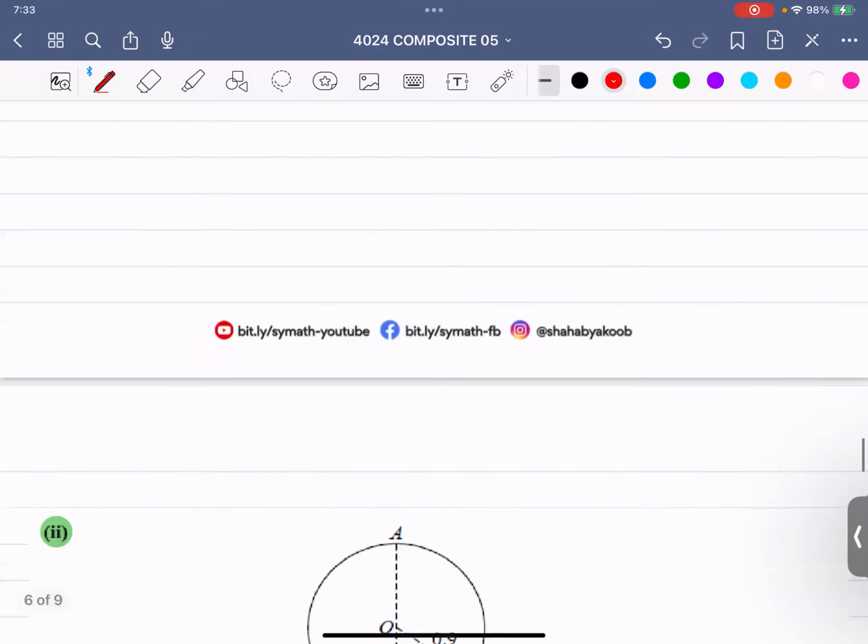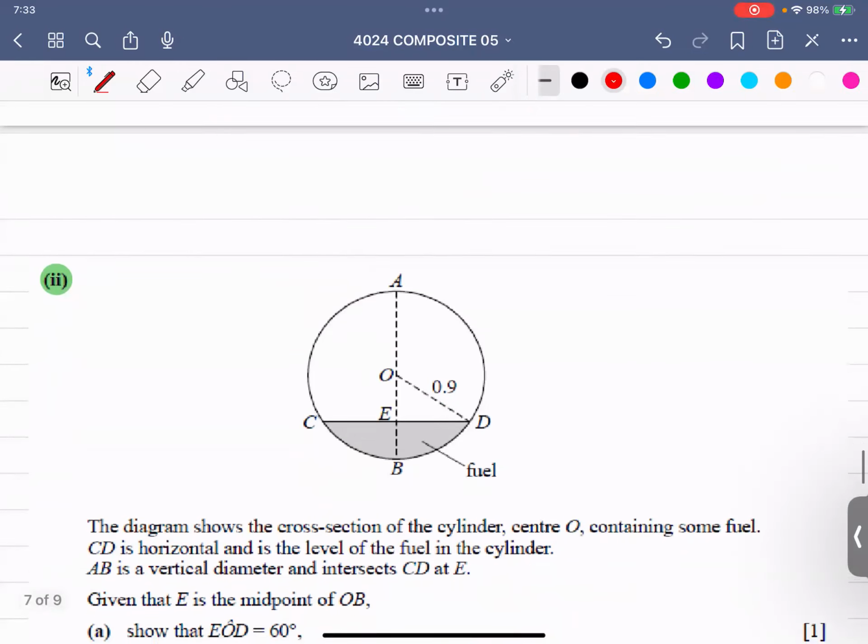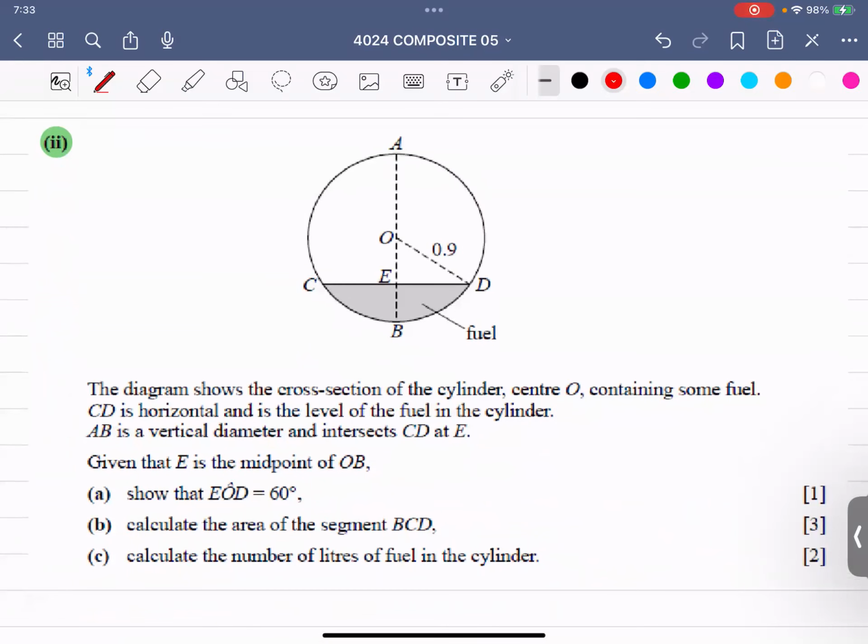That's the first part. Now here comes the second part. Now the question says, the diagram shows the cross section of the cylinder. So this is the cross section. Center O containing some fuel. CD is horizontal and is the level of the fuel in the cylinder. So this blue line CD, that's the level of fuel in the cylinder. AB is a vertical diameter and intersects CD at E.